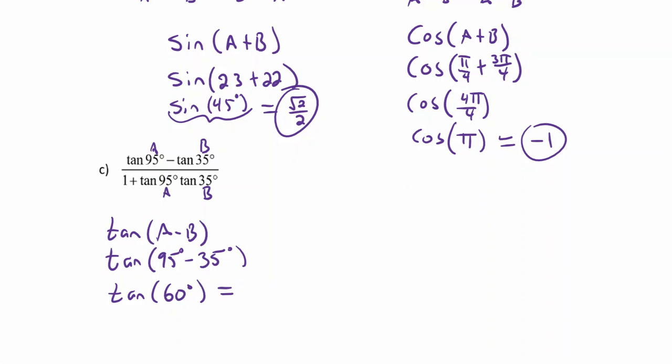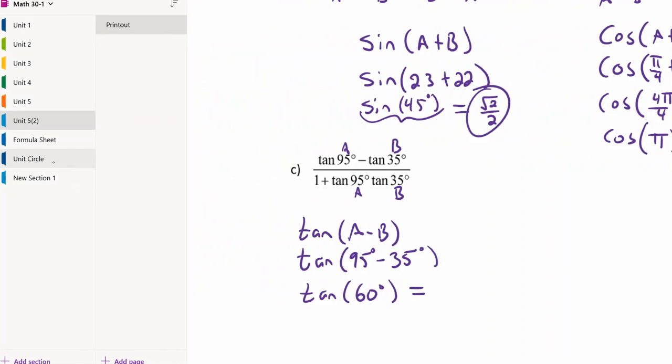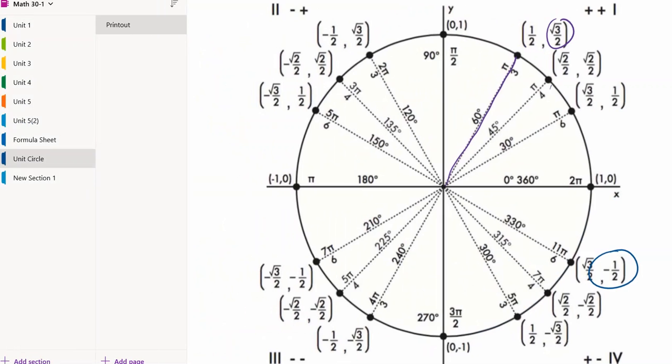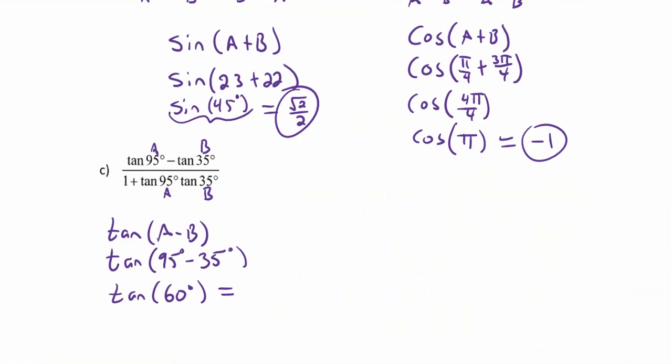It's worth maybe looking at the unit circle for a second on this one. So where is tan 60 degrees? So I'm looking at 60 degrees here, right? I'm looking at this one. And remember what tan is. Tan is my y over my x, right? Or my sine over my cos. So it's really going to be root 3 over 2 over a half. So this is going to be root 3 over 2 over 1 half. And that would simplify to root 3.